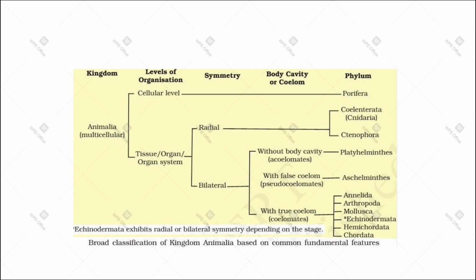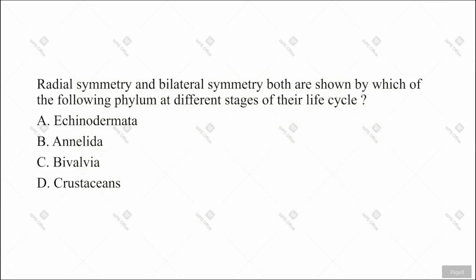Now you have to remember that Echinodermata, though classified under bilateral symmetry, have larval forms that sometimes do exhibit radial symmetry. So a question came in GATE a few years back. I would be discussing that question with you: that Echinodermata shows what kind of symmetry. It should be both radial and bilateral symmetry. So the question is, radial symmetry and bilateral symmetry are shown by which of the following phylum at different stages of the life cycle. It is basically the phylum Echinodermata.